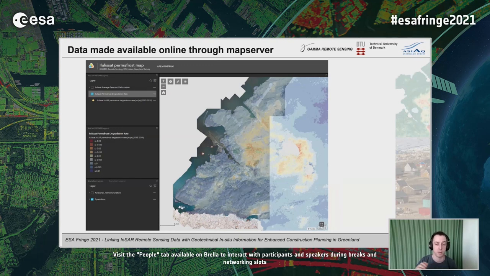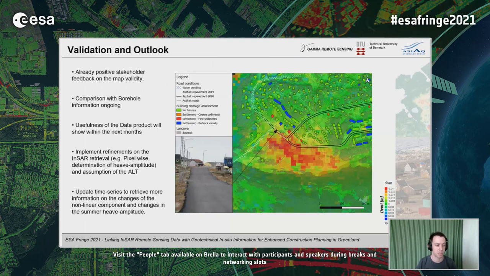where we also publish the amplitude information derived from InSAR and the long-term rate, the permafrost degradation rate, as you can see here, and ask the stakeholders for feedback, and did some validation.